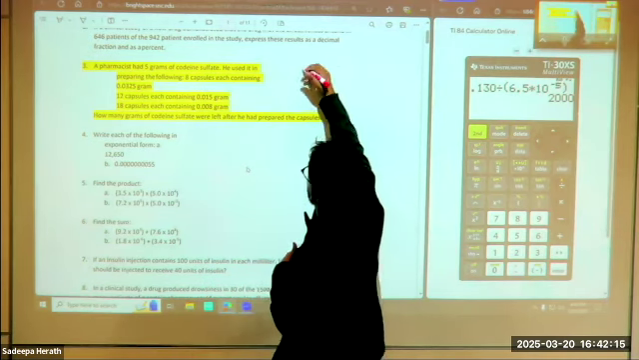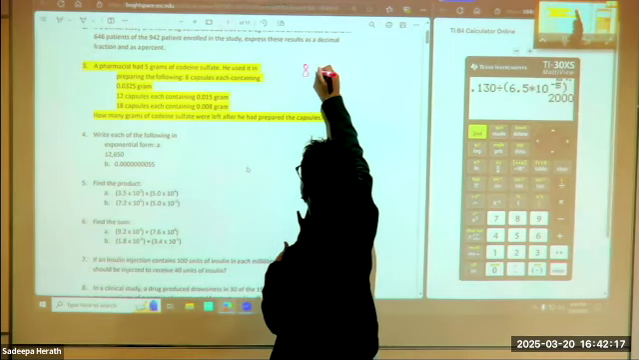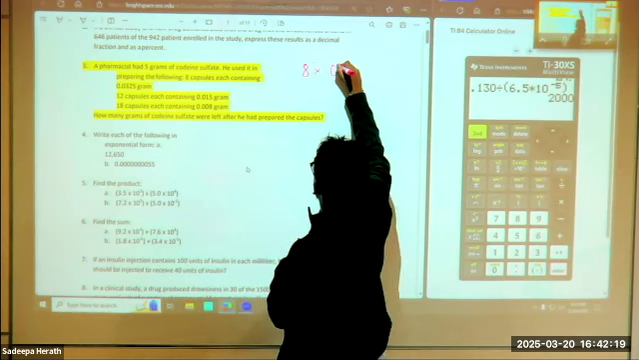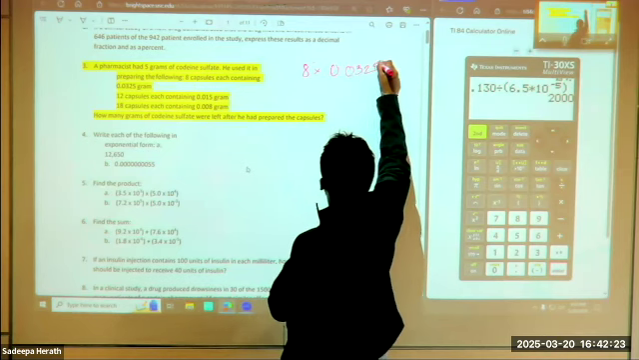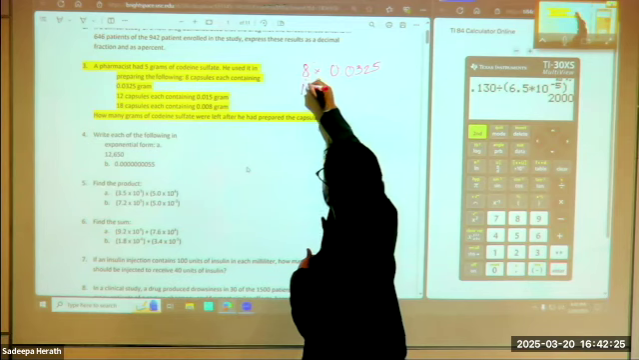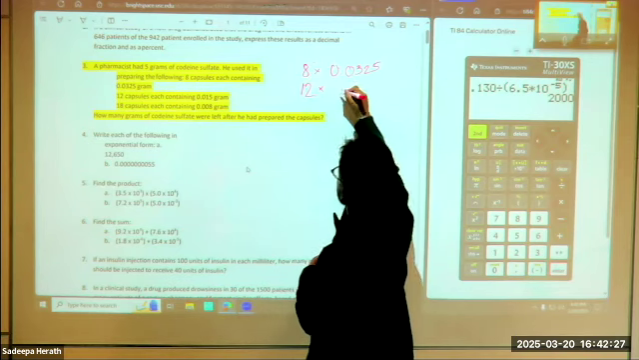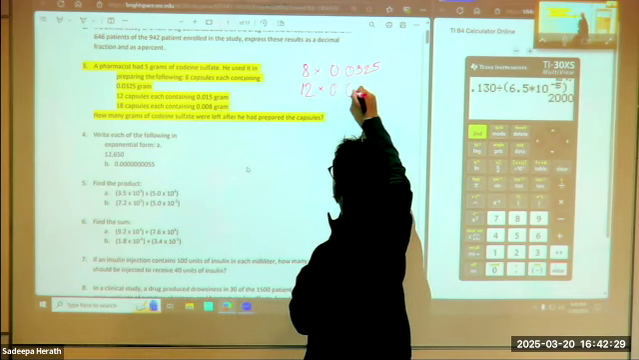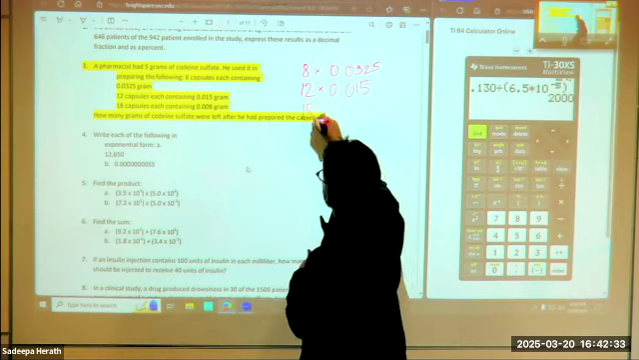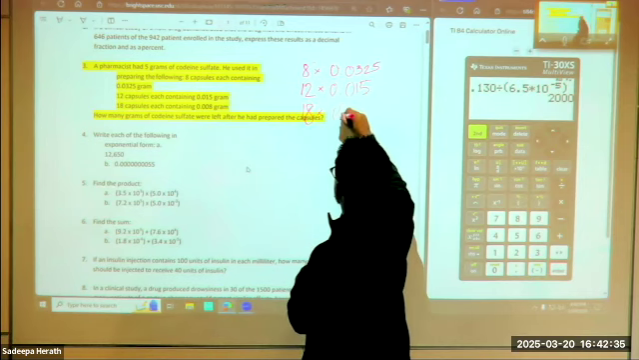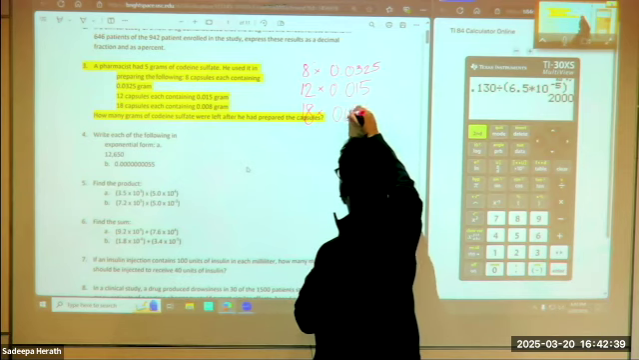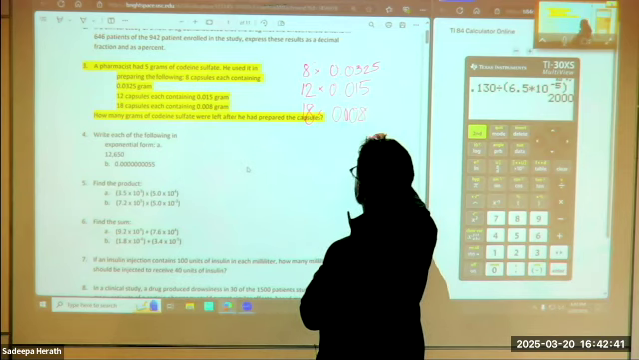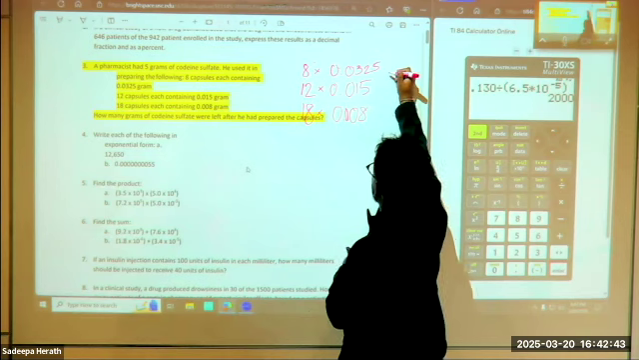So 8 capsules times 0.0325, 12 times 0.015, and 18 times 0.008. Okay.